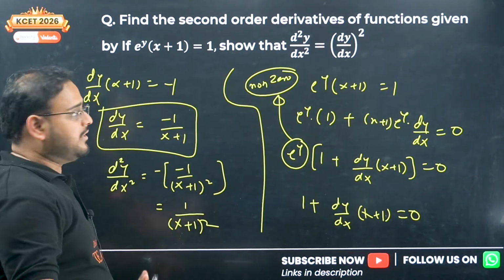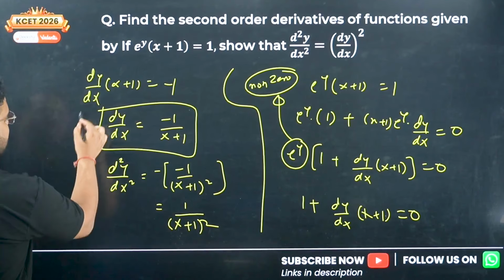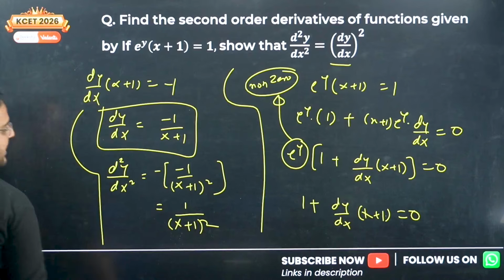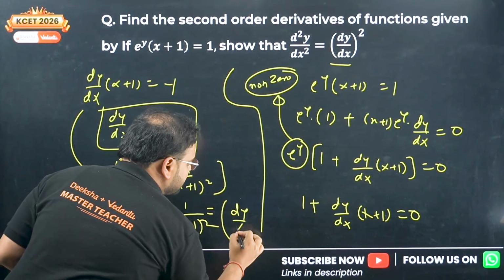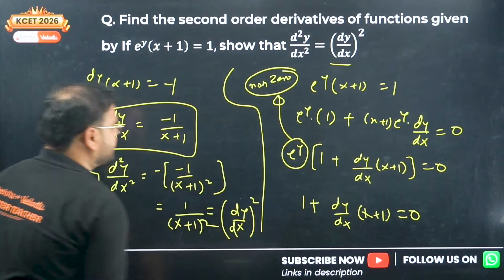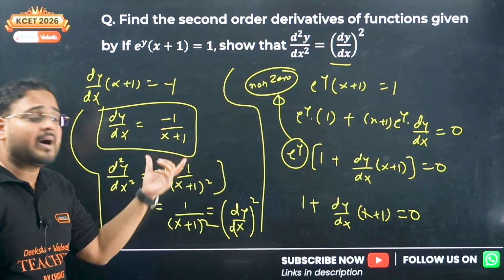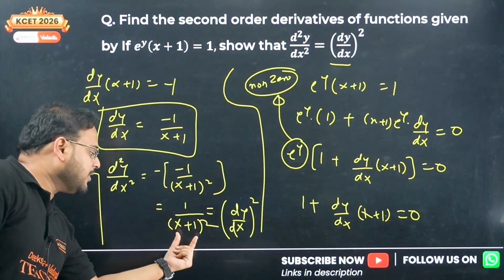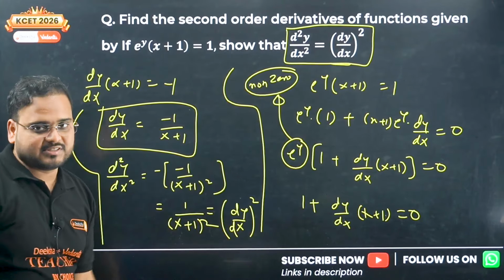So now if you check carefully, this is my value of second derivative and this is the value of first derivative. If you compare, my second derivative is actually coming as the square of the first derivative. The square of the first derivative, minus 1 upon x plus 1 the whole square, will come as 1 upon x plus 1 the whole square. So you have proved it over here. Second derivative is nothing but square of my first derivative. Is it clear? Second derivative is nothing but square of my first derivative.